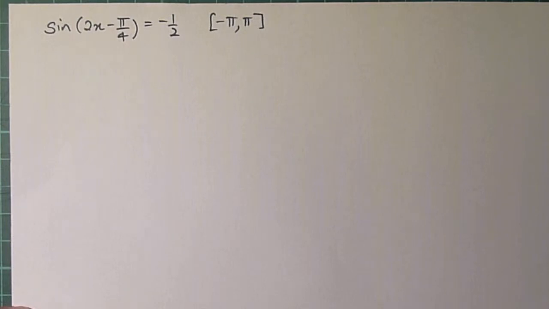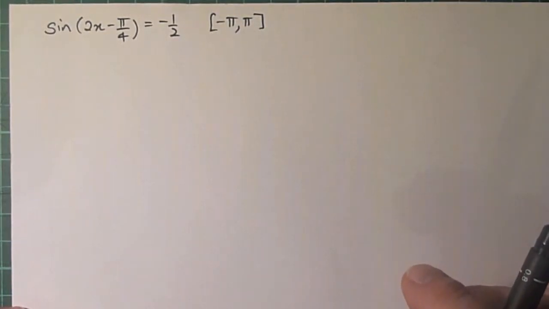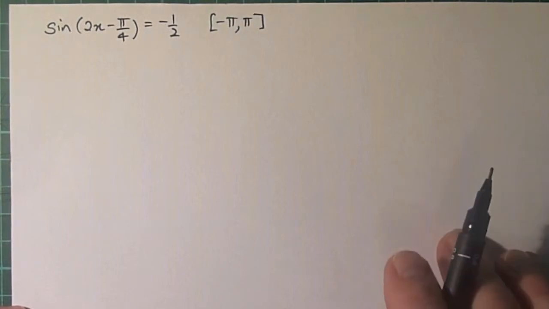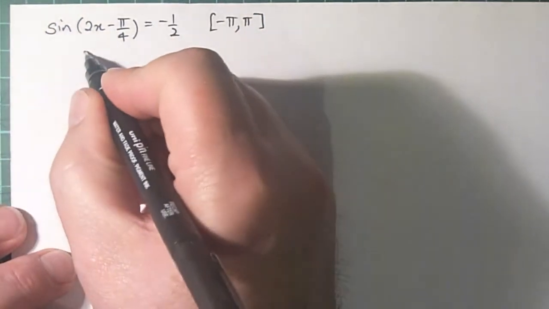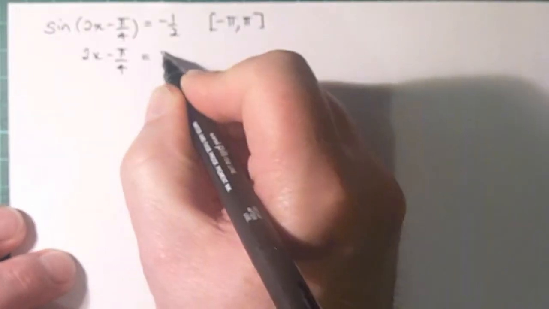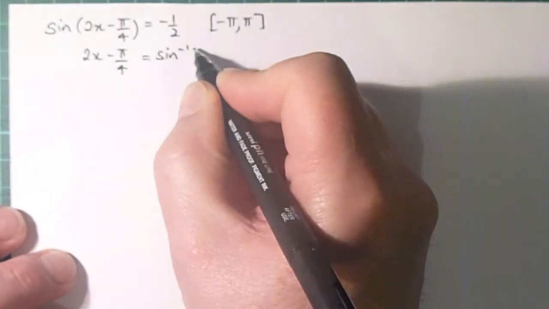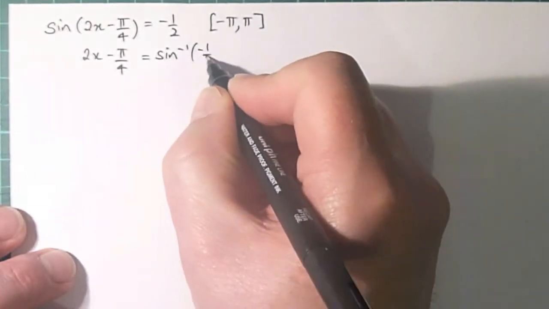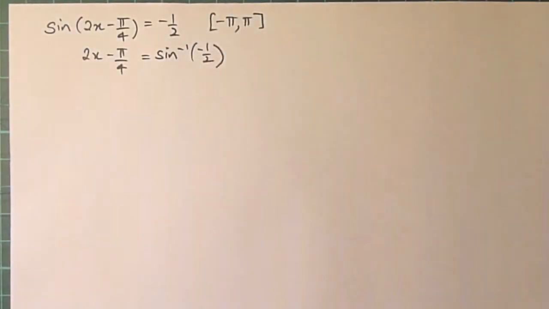Okay, we're going to try and solve this trig equation, sine of (2x minus pi on 4) equals negative a half, and the domain is between minus pi and pi. So we'll go ahead and do that, and of course the solution is really just the inverse sine of negative a half, and the trick is to work out exactly what that means. And to work that out, we really need to use the unit circle.